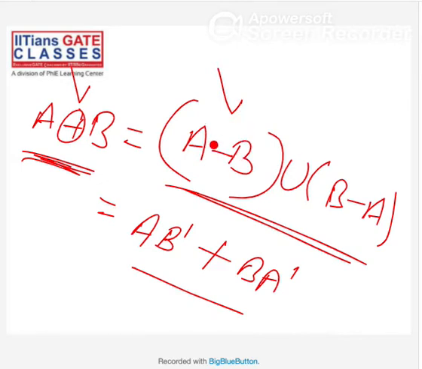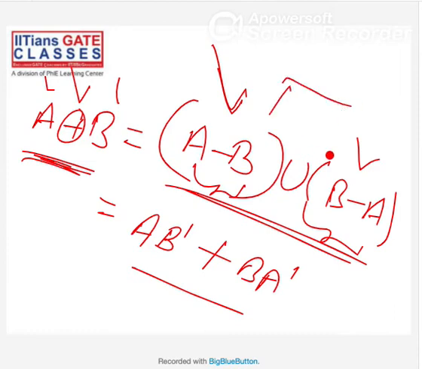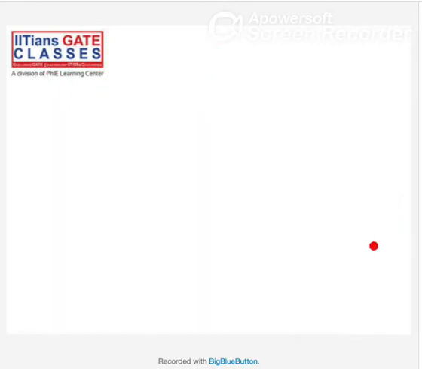So if A is regular and B is regular, we have already seen that A minus B will be regular. Regular languages are closed under set difference. So A minus B will be regular, and B minus A is also regular. Regular union regular is also regular. So you can see that A XOR B is also regular. This is how they can ask you questions. You know these results.